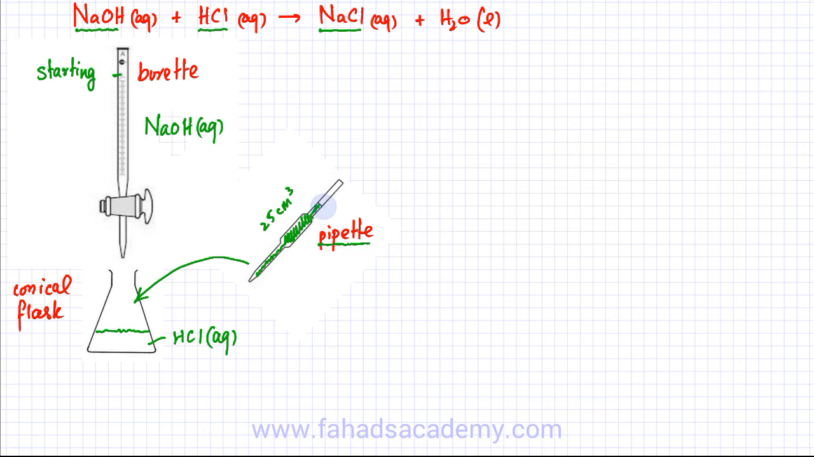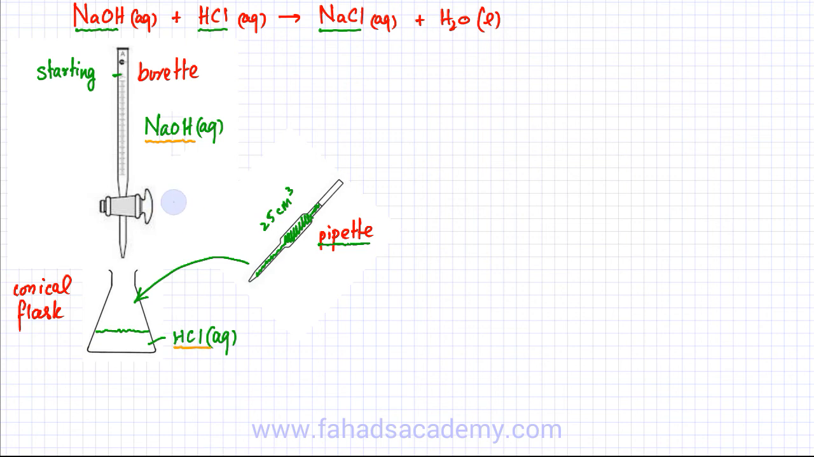So you fill this pipette to this 25 centimeter cube mark, and then you release all the liquid into this conical flask. So that's how a pipette is going to work. Now coming back to titration, you have two reactants. One is NaOH and the other one is HCl.